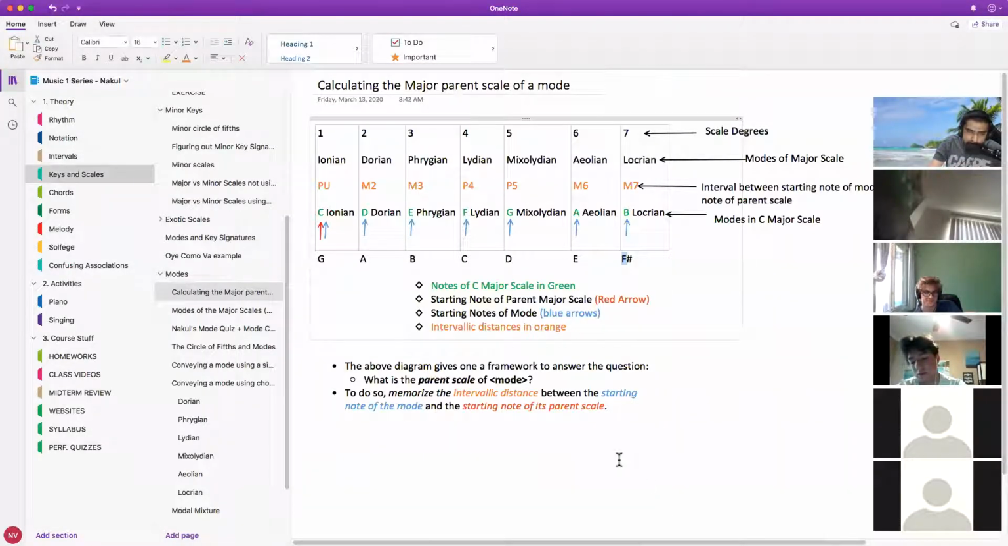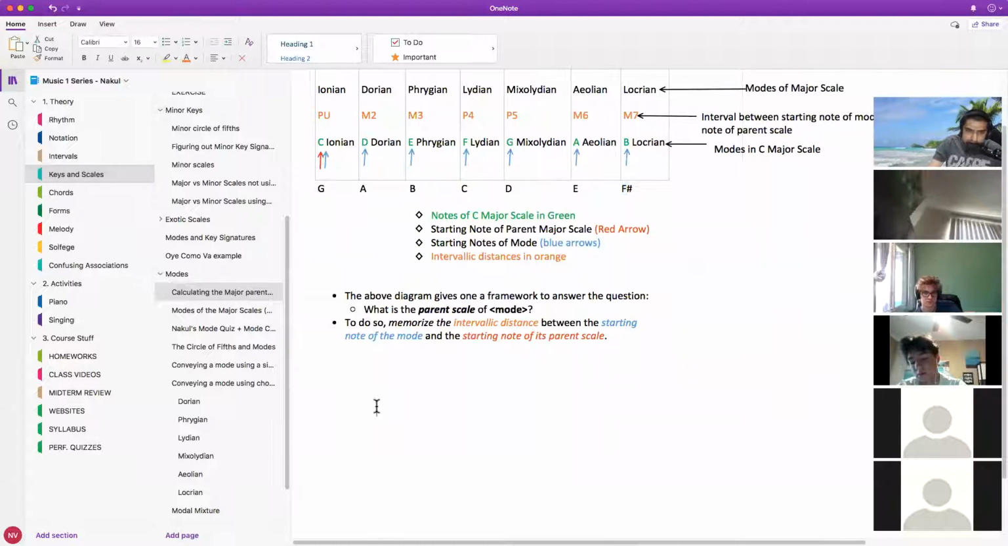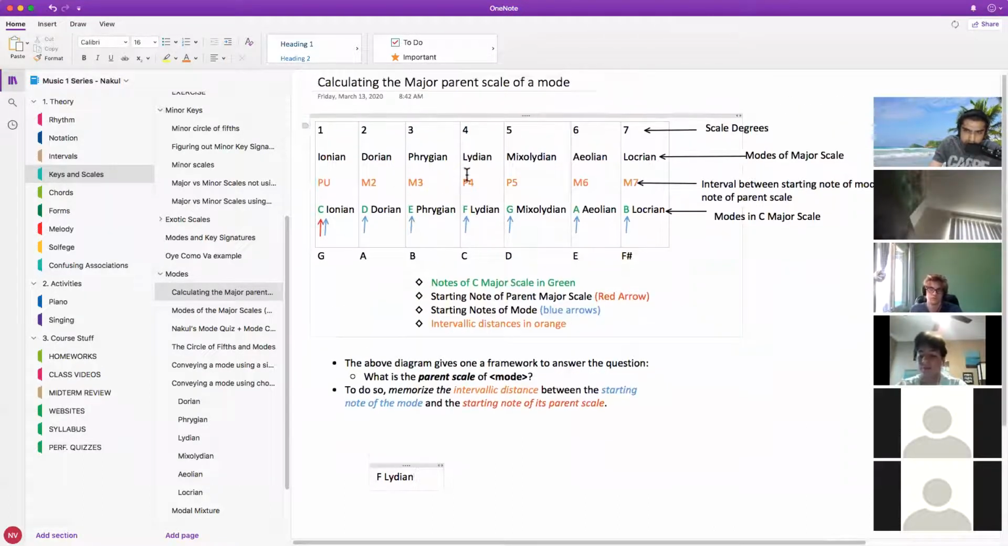So how do you do that? Let's say I give you F Lydian. I'll give you one that's actually on this chart so it'll be easier to understand.